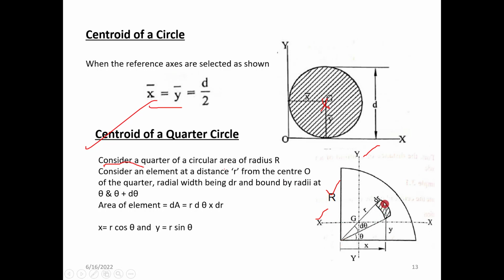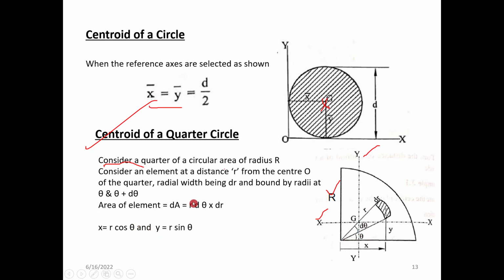So we are taking an area like this, which is a distance of small r from the centroid, and the radial width. The radial width is given as dr, and it is bound by the radius. For this small portion, two boundaries are there, line 1 and line 2. Line 1 is at theta angle with respect to the horizontal. So one boundary is theta, and the second boundary is theta plus d theta, with respect to the horizontal.